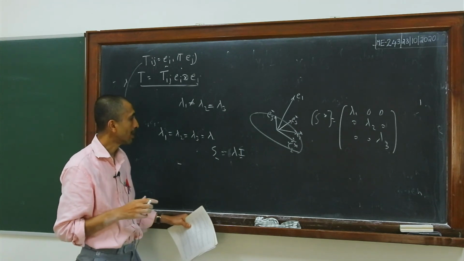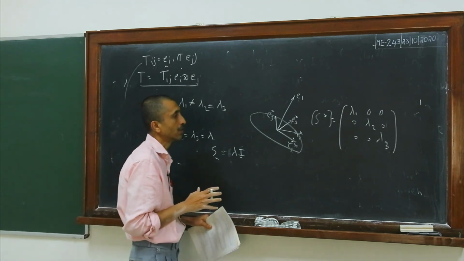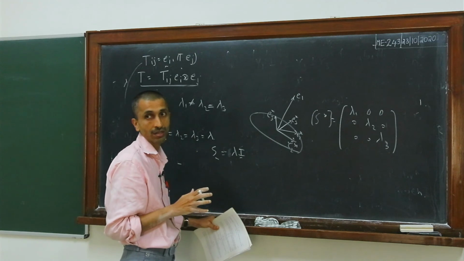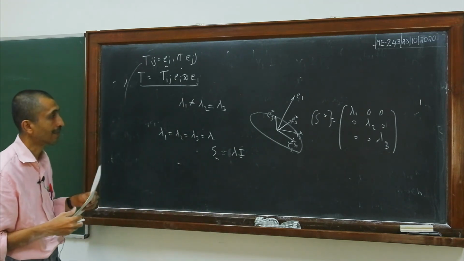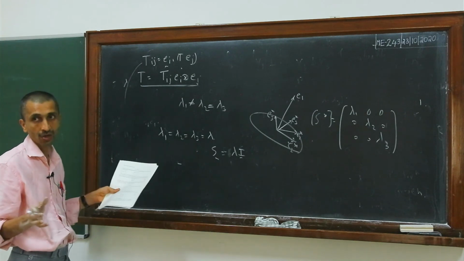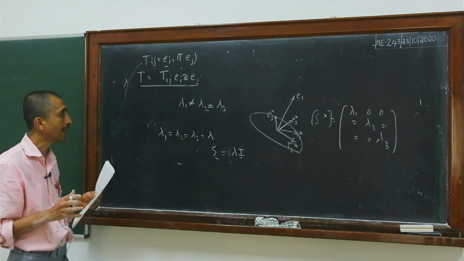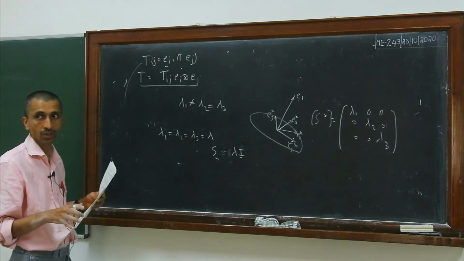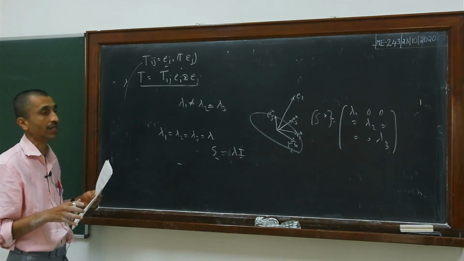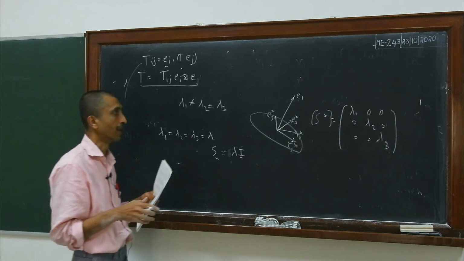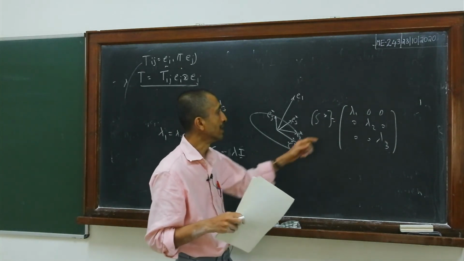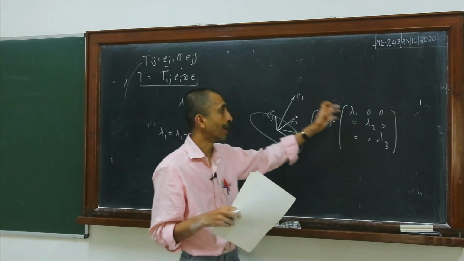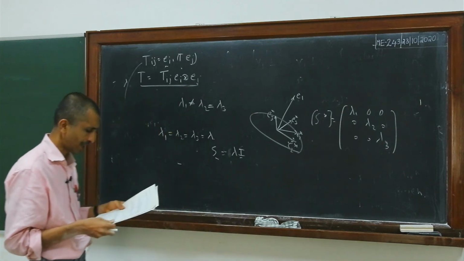So to summarize, no matter which case you consider, whether all the eigenvalues are distinct or whether the eigenvalues are repeated, you can always choose an orthonormal basis such that the matrix of components of S with respect to that orthonormal basis is a diagonal matrix, lambda 1, lambda 2, lambda 3, right?